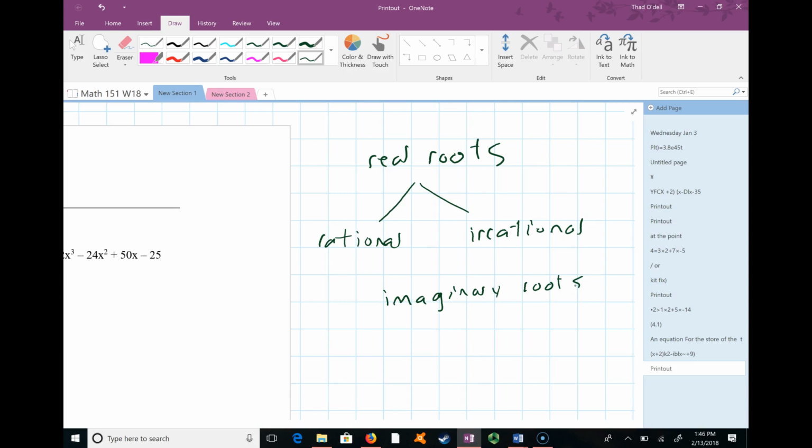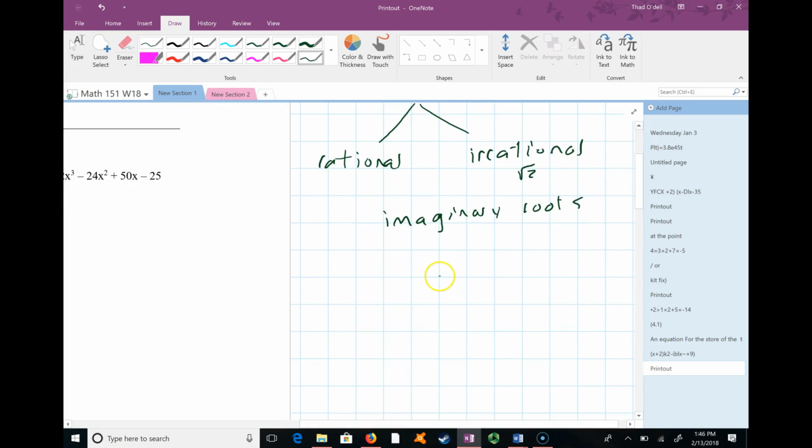So rational are numbers that can be expressed as a fraction. Irrational are numbers that can't be expressed as a fraction. So irrational would be like the square root of 2, for example. Any square root that's not a perfect square is going to produce an irrational number. So if you think about the quadratic formula, for example, if the inside of that square root is a perfect square, it'll produce a rational number. If the inside is not a perfect square, it'll produce an irrational number. And if the inside of the square root is negative, it'll produce imaginary roots.